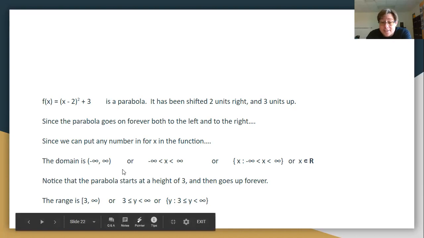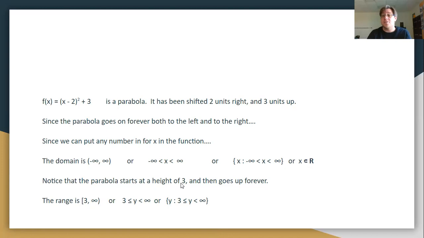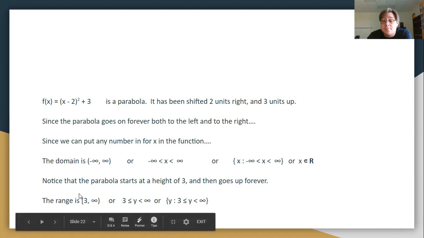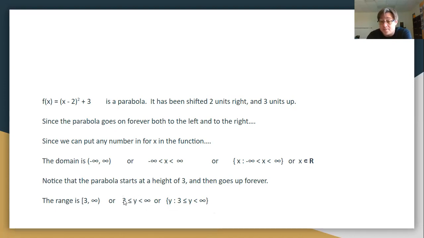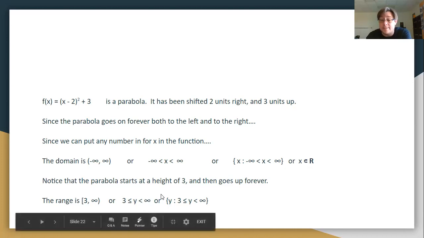Now the y values, our range, we start at 3 and then it goes up forever. So just like we go left to right, we're going to go bottom to top with the range. We start at 3 and it can include it. So in interval notation, we can have 3 with a bracket going to infinity. We could have 3 is less than or equal to y is less than infinity, or if you want to think of it, that's just y is greater than or equal to 3. That's also acceptable. You don't have to write it as the compound if you don't need it. And then we get the set of all y such that, and then we can write our inequality again.